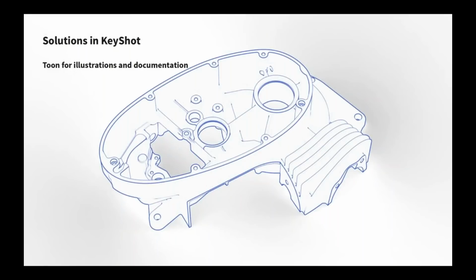So then we have Toon, which we've had since KeyShot 4, so that's definitely not a new material. But we made some changes here as well. So Toon can be really nice for illustrations and documentation purposes, because you get these nice, clean, basically line renderings of your products.